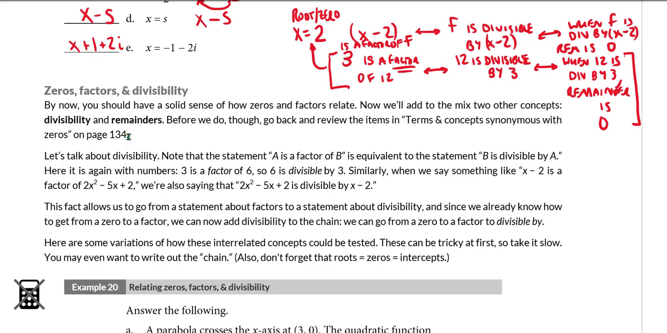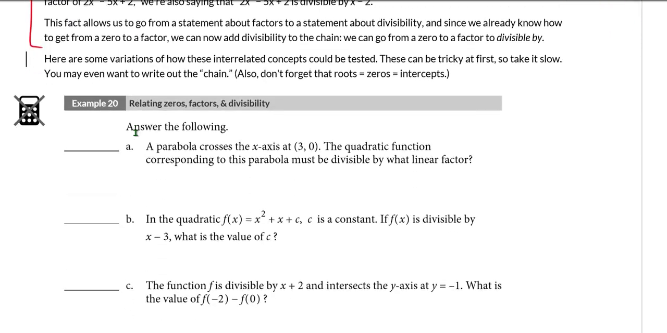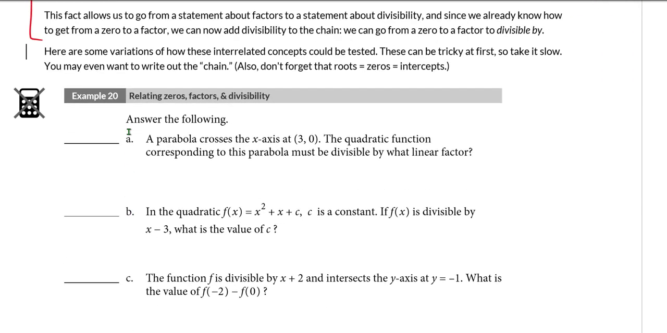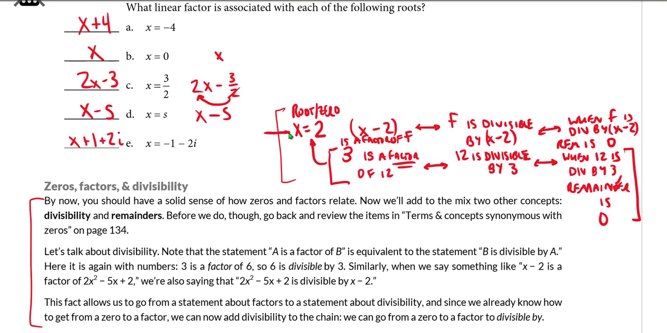So when it comes to zeros, factors, and divisibility, by the way, all the stuff that we just ran through here is in the text here. If you feel like you need to read through this text, obviously you can pause the video and do so. Let's go ahead and do a few examples so that we can see how the chain of thought needs to go here. And do remember that when I say chain, I'm just talking about this chain.